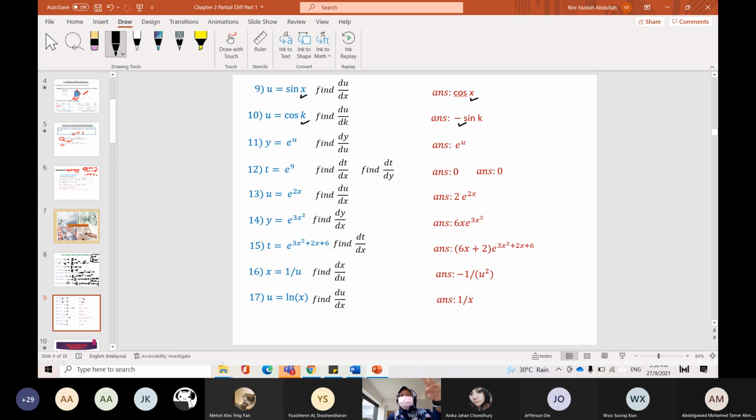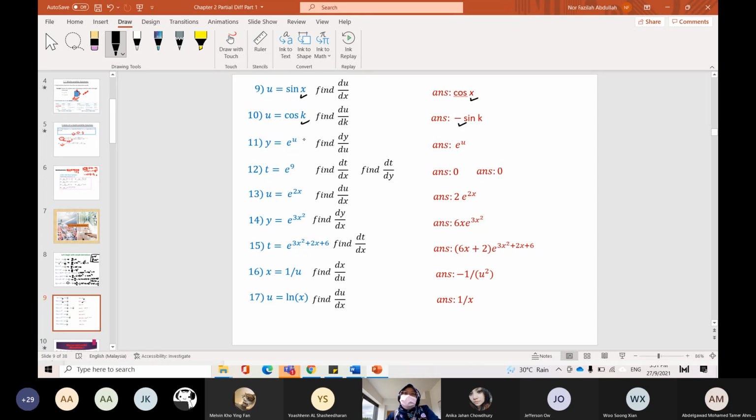So between derivation and another one is the integration, right? So integration, it reverses the sine and cosine. Okay, so you differentiate sine, you get cosine. You derive cosine, you get negative sine.